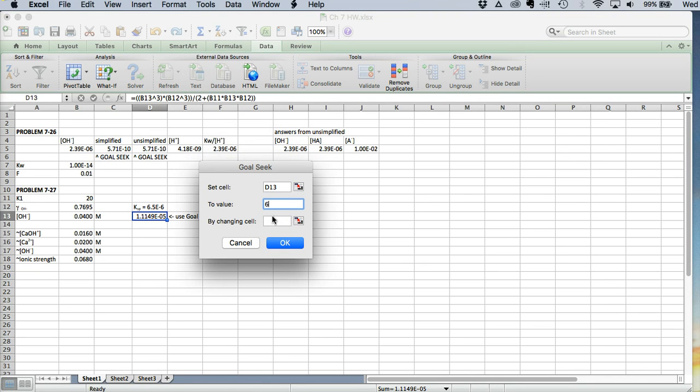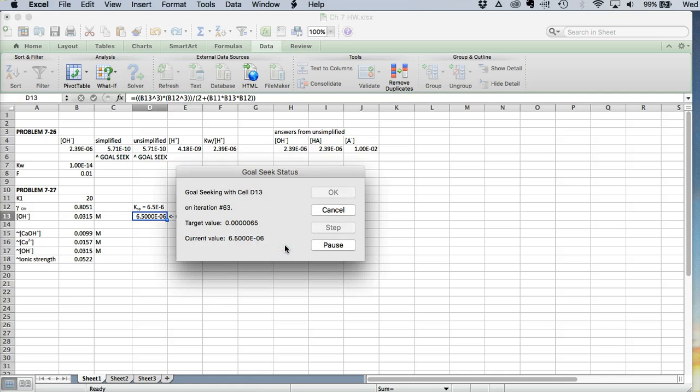So I want this to be 6.5e to the minus 6 by changing this cell here, and I say OK, and then it keeps going, and it doesn't know what to do with that. So it actually got pretty close, but it wasn't quite sure how to keep up with itself, so I didn't quite get the same answer.